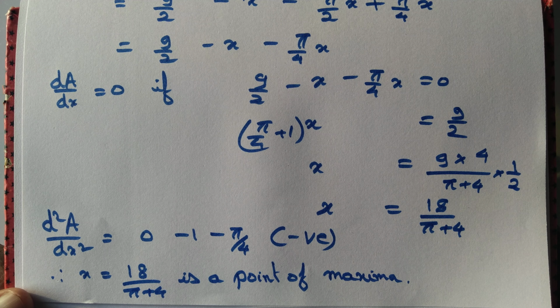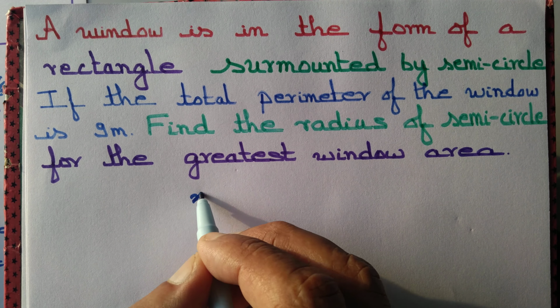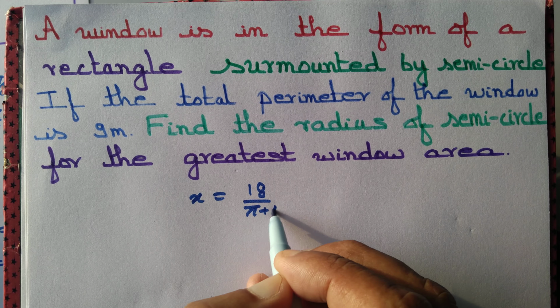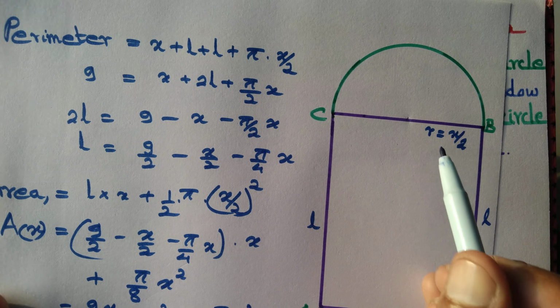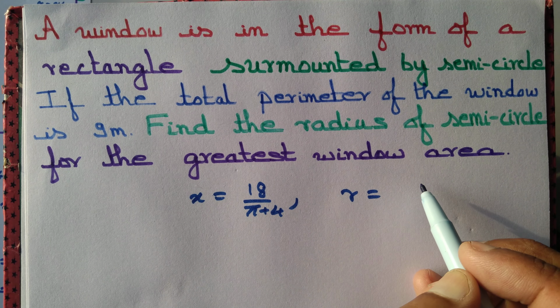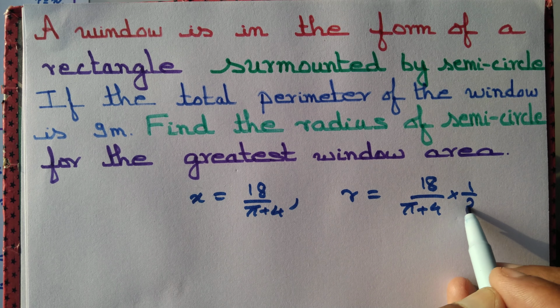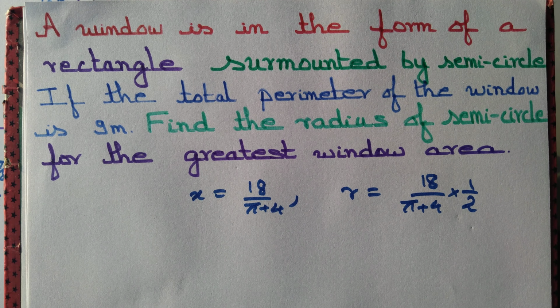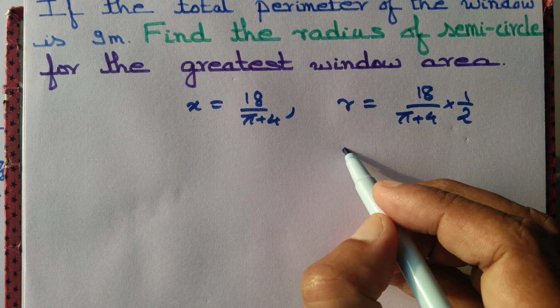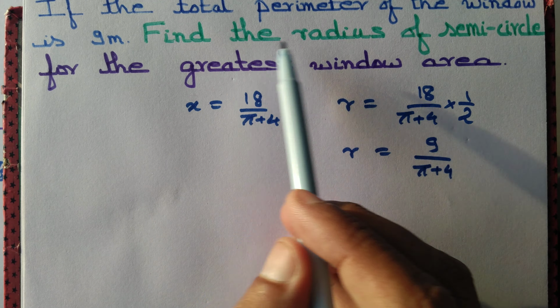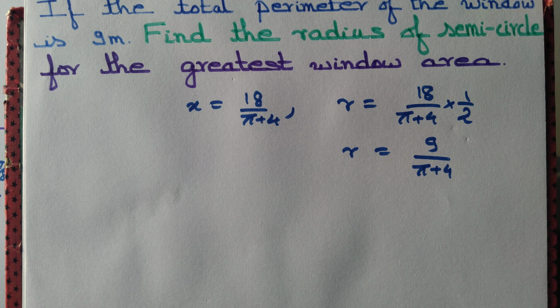Now can we find the maximum area of the window? So we got x equal to 18/(pi + 4). But you see that radius equals half of x. So r equals 18/(pi + 4), and that has to be halved. And so the radius equals 9/(pi + 4). The question is asking to find the radius of the semicircle, and we did find it.